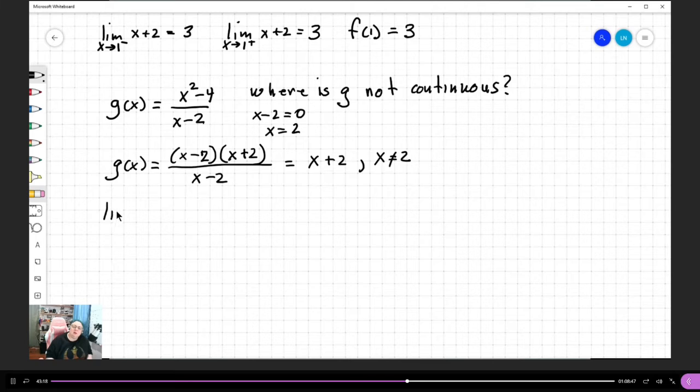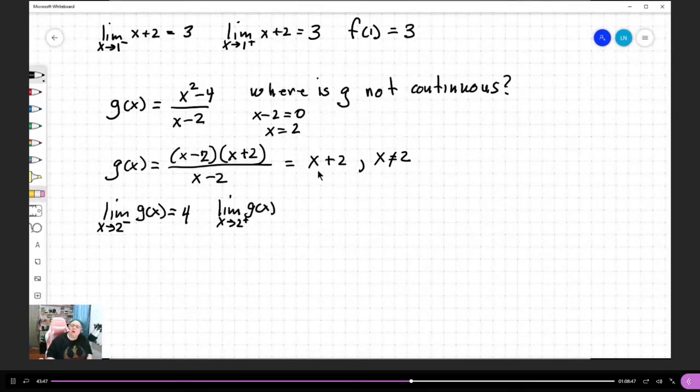So now if I take the limit as x goes to 2 from the left of g of x, that means I'm approaching 2 from the left here. So that's going to approach 4. If I take the limit as x goes to 2 from the right of g of x, again, as I approach 2 from the right, this again is going to approach 4. So the limit actually exists here. The problem that we have is g of 2 does not exist.